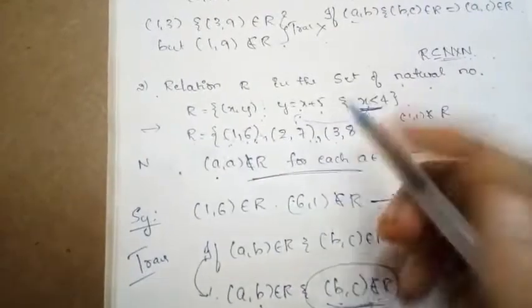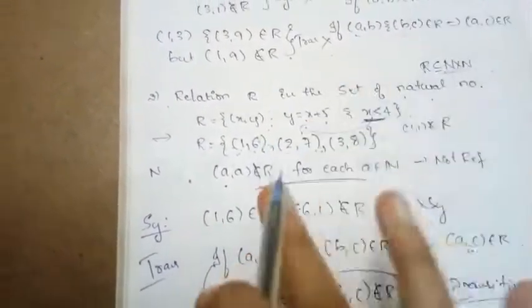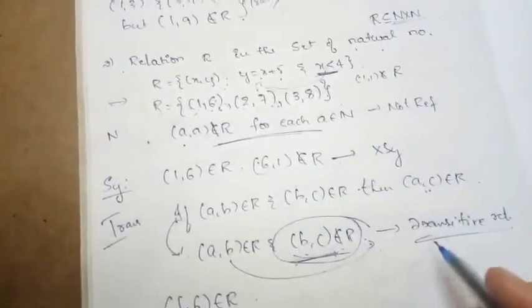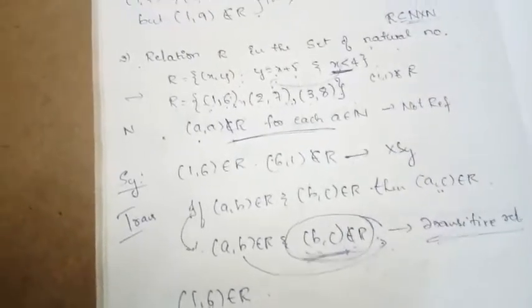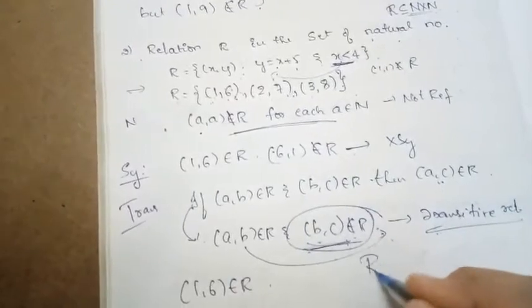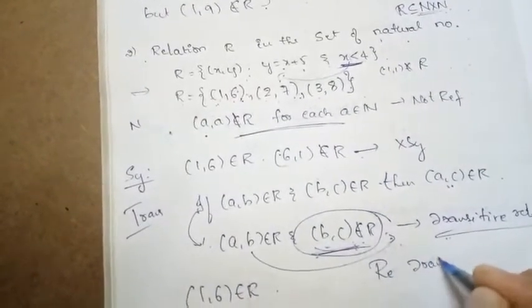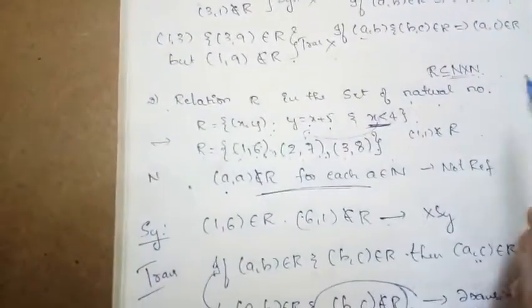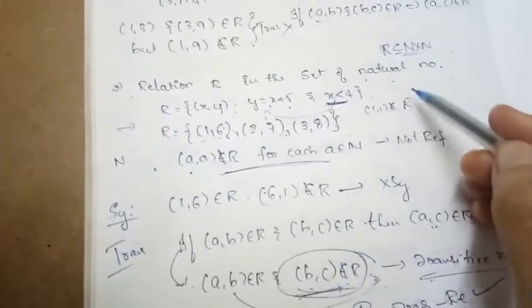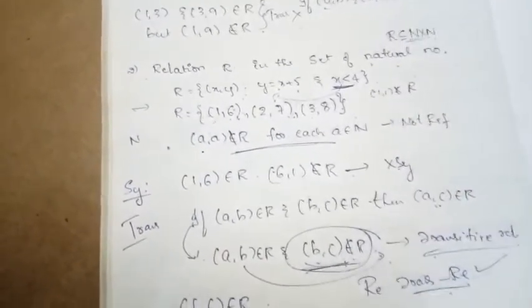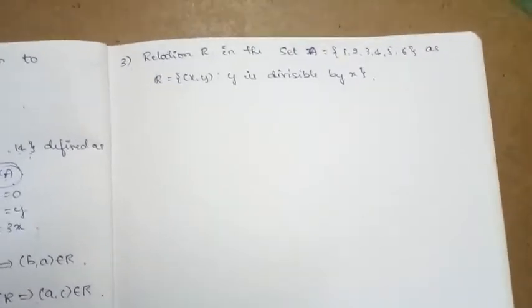(1,6) is an ordered pair that satisfies the transitivity special condition. (2,7) also satisfies the transitive relation special condition, and (3,8) also satisfies the transitivity special condition. So we are saying the relation is a transitive relation. So for our second exam question, it is not reflexive, not symmetric, but it is a transitive relation. So the next question.